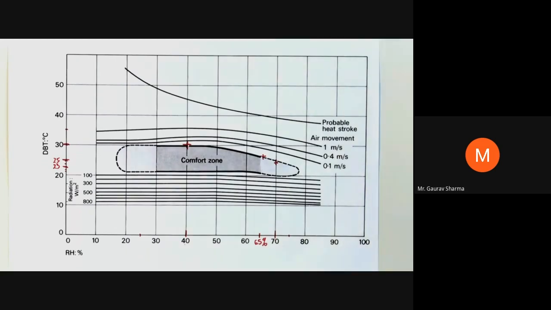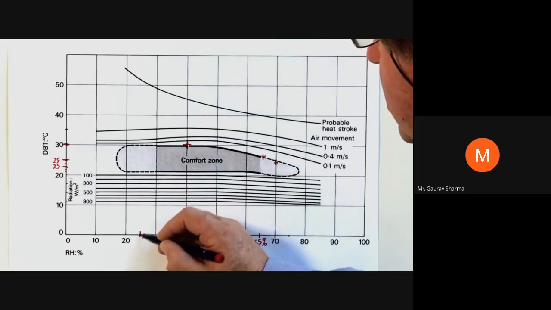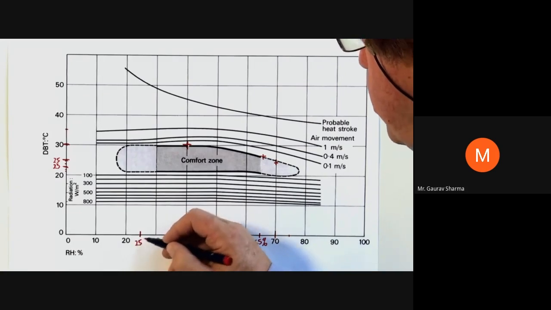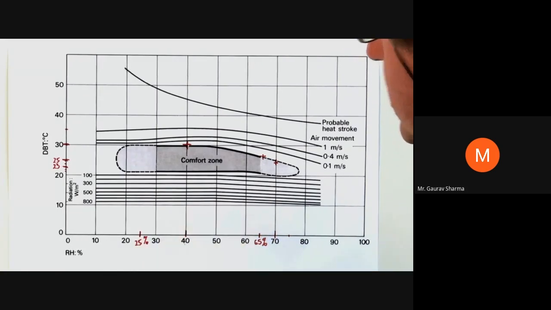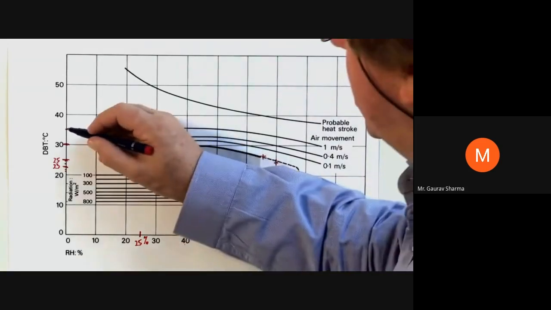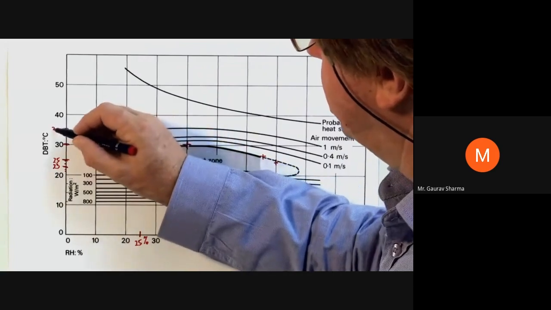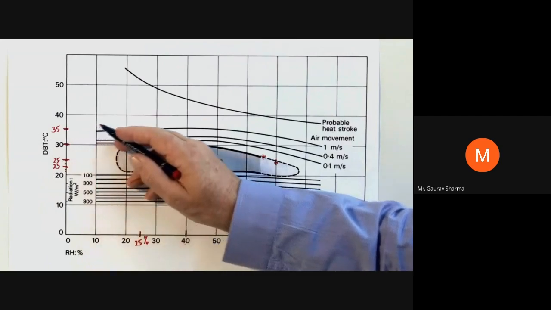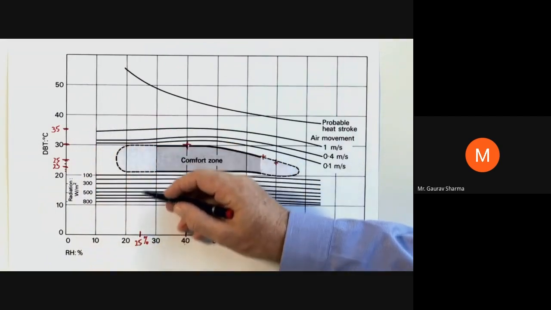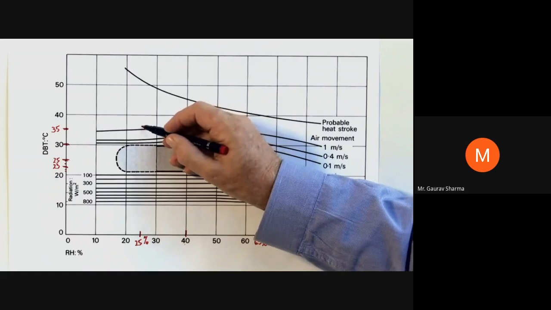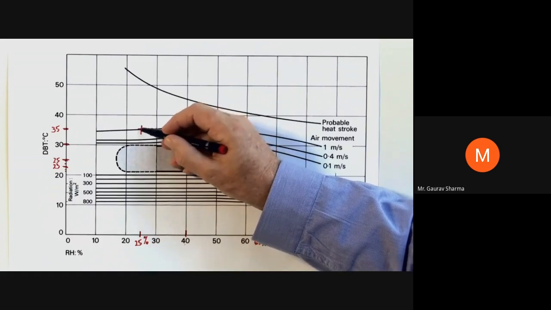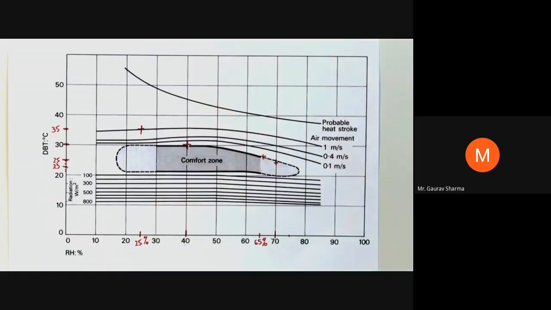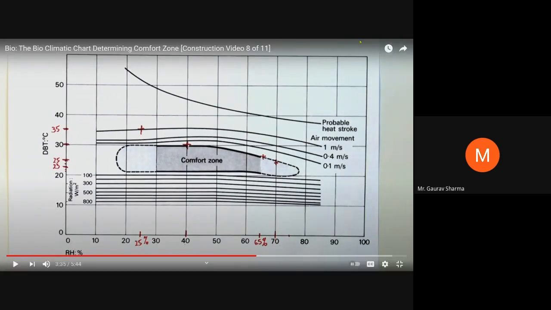Last example we looked at was 25% relative humidity. But in this case, we had a dry bulb temperature of 35 degrees. Again, plotting across and up, we can see that we are out of the comfort zone. But this is the beauty of the bioclimatic chart.